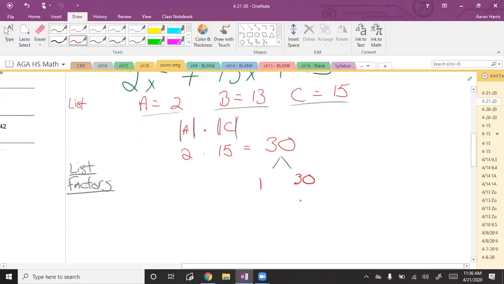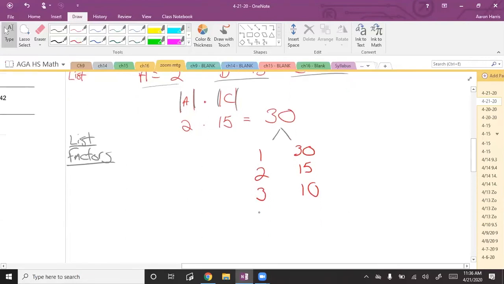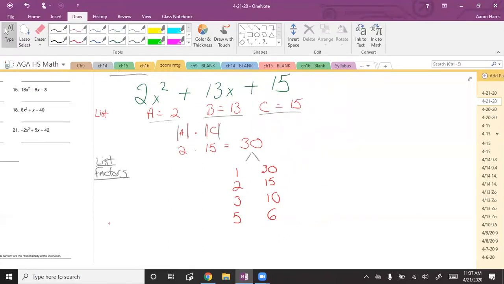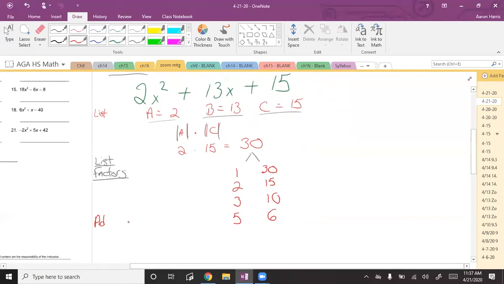2 and 15. 3 and 10. Does 4 work? 5 and 6. There you go. And I know 6 is on the other side. Now I want to be able to add or subtract, depending upon what it is, and make it equal to what? 13. Good, which is B.